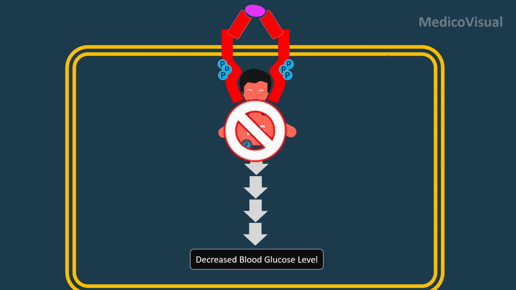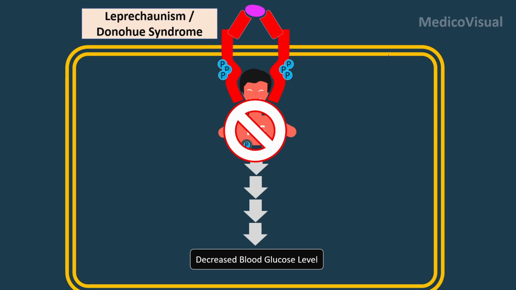It is called Leprechaunism or Donohue syndrome. I'm sorry, I'm not so good at pronunciation. What I want to stress here is that if there is a severe mutation in this receptor, from this point onward the signaling cascade will not proceed, and that will lead to not just hyperglycemia but many different metabolic and non-metabolic problems.